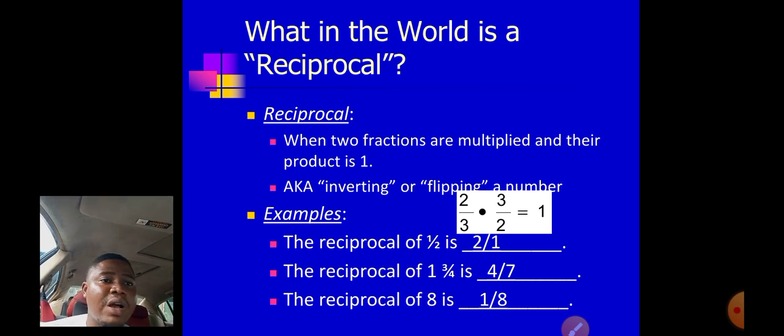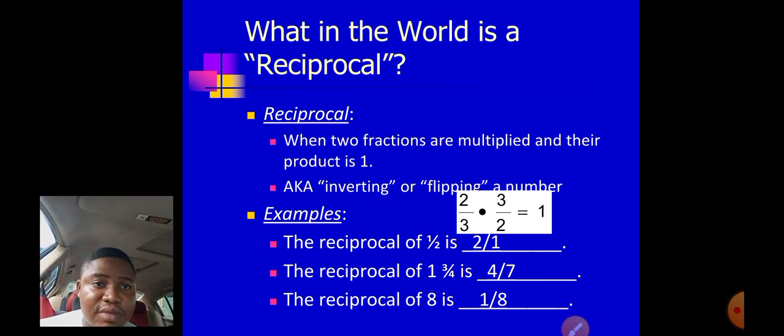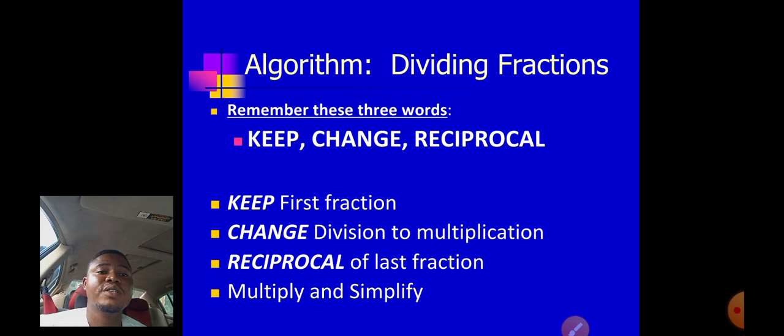Let me ask you some questions. I want you to answer me in your mind. What is the reciprocal of 3? Yes, you get it, 1 over 3. What is the reciprocal of 10? 1 over 10. What is the reciprocal of 3 over 5? Yes, 5 over 3. A round of applause for yourself. You got that. Now, let's move to the algorithm.